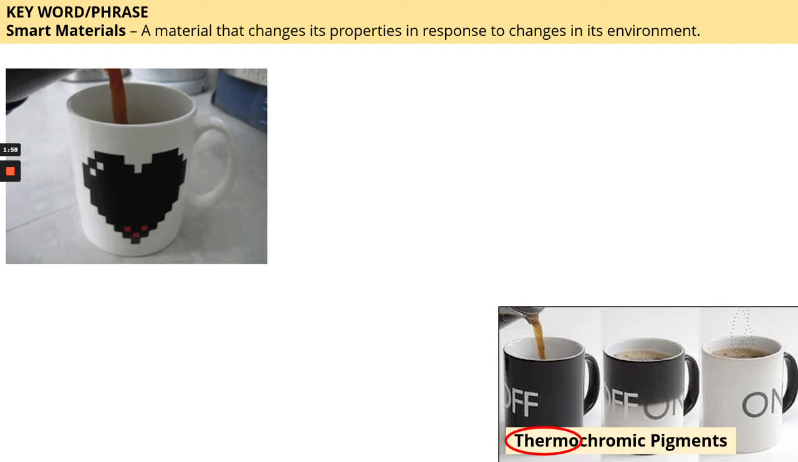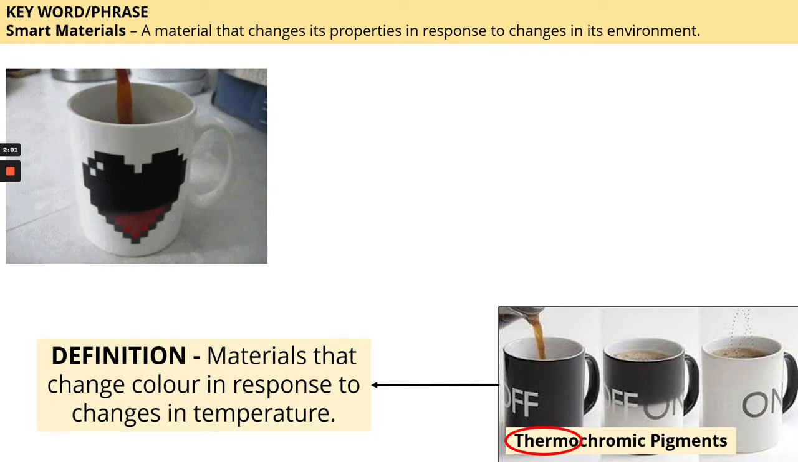So thermochromic pigments, the definition which I want you to write down is that they are materials that change colour in response to changes in temperature. So if you ever forget, think about the beginning part of this word, thermo, which relates to heat. Therefore, it changes its colour in response to changes in temperature. Get that definition down on your page.